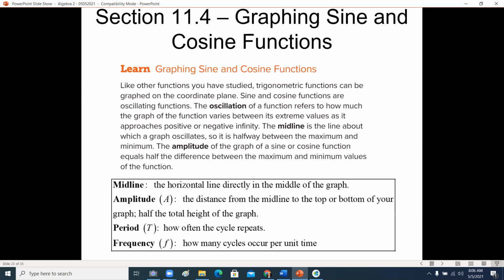First things first, I'm trying to summarize this entire slide in this box down here. These are the main buzzwords we're going to be using this lesson: something called a midline, something called an amplitude, something called a period, and something also called a frequency.